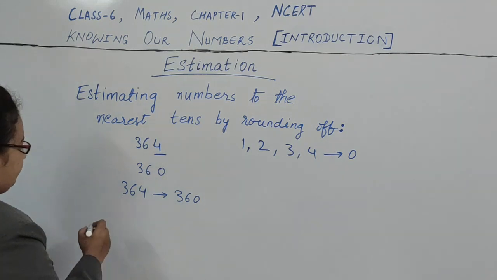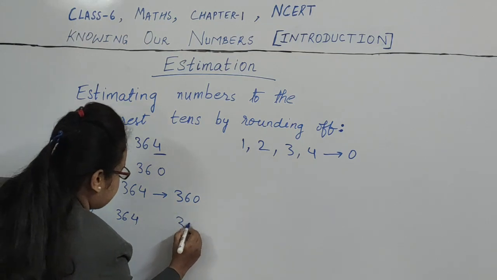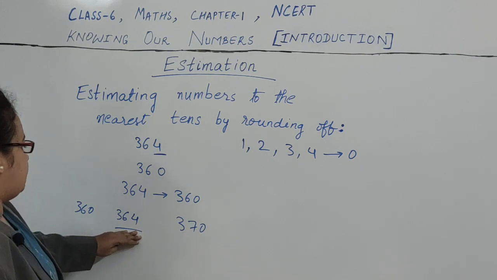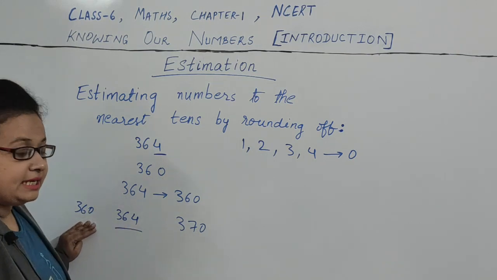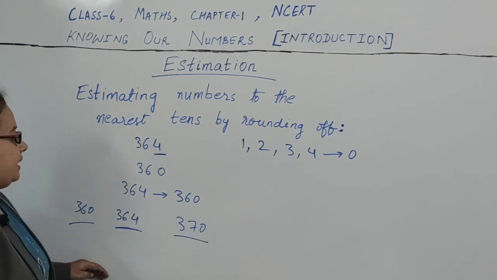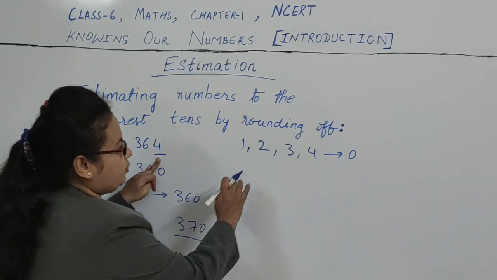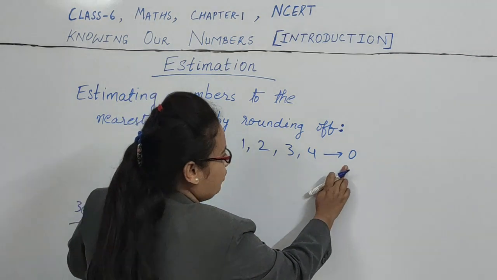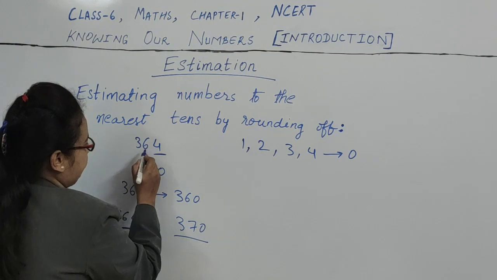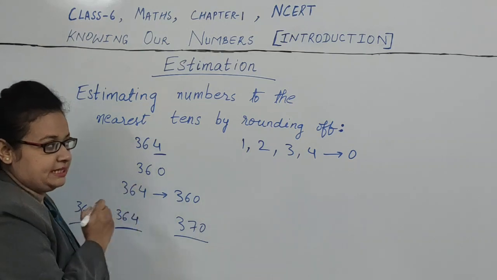Okay, because 364 lies between 360 and 370. So when we round off 364, we round off this number to 360 to the nearest tens because these are the nearest tens for 364. But by rule we found that we have to see the digit at ones place. When the digit at ones place is either 1, 2, 3 or 4, we round off this to 0. Okay, so 4 is rounded off to 0, 6 remains as it is, 3 remains as it is and 364 is rounded off to 360.